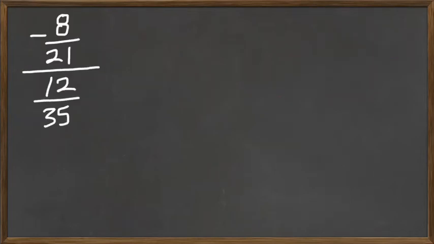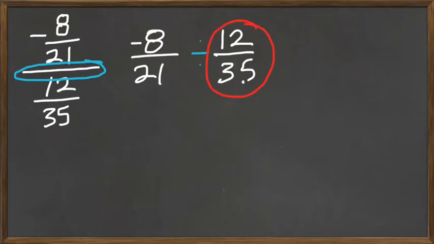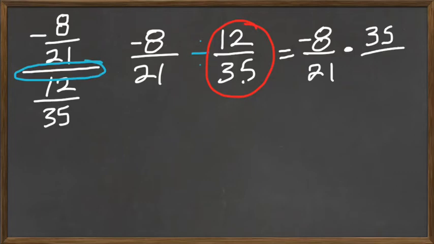Let's look at another example here. Again, we're going to view this as division. So I'm going to write the first fraction, negative 8 over 21, divided by 12 over 35. And again, we take this second fraction, we rewrite it, we flip it over. The first one we leave alone. This converts it into the reciprocal, and we multiply 35 over 12.